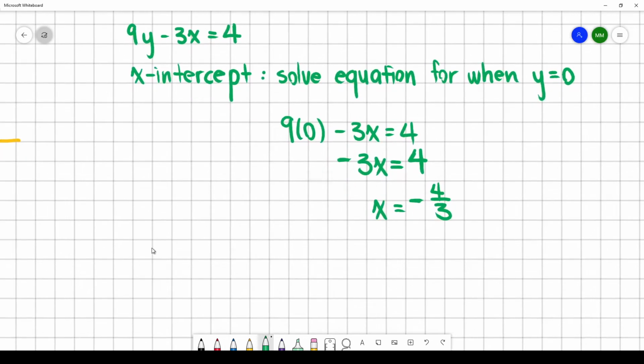So the x-intercept, remember, is a point, so it must have an x and y value. The x value is negative 4 over 3, and the y value is 0.